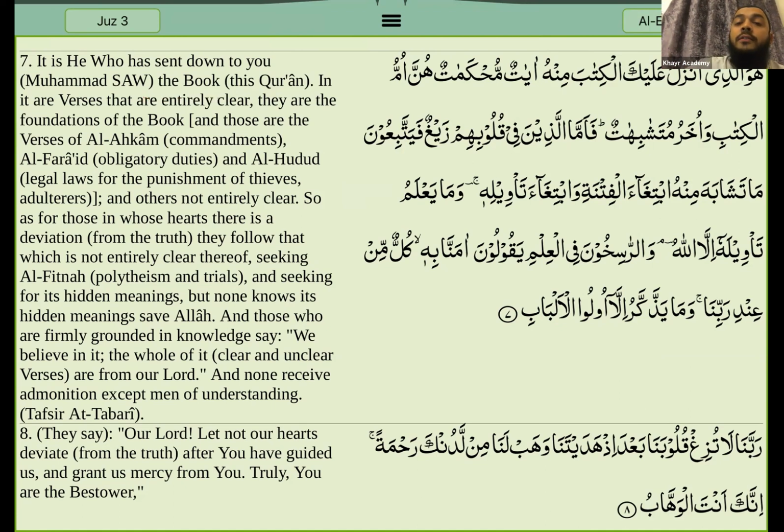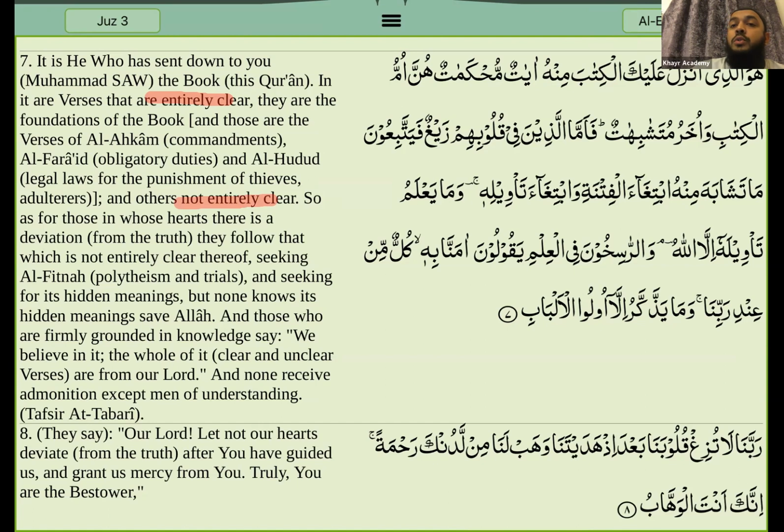And then what are the other verses? The other verses are unclear. So some verses are clear, and the others are unclear. The clear verses are like the commandments of Allah, the obligations we have to do, the law, the punishment, and all that. These are clear. And the ones which are not clear, they are not clear, like I said: Allah's hands, Allah's eyes, alif lam mim, all these.